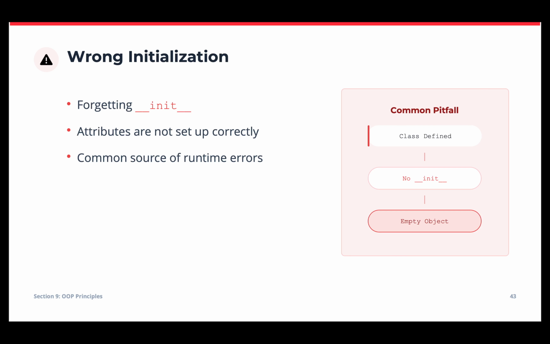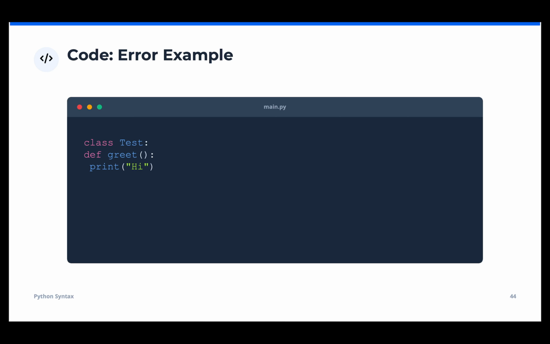I'm going to show you another common pitfall, forgetting __init__. Without proper initialization, attributes may never be set, and later method calls or attribute access can fail. The core message is that good initialization is essential to make objects usable and reliable.